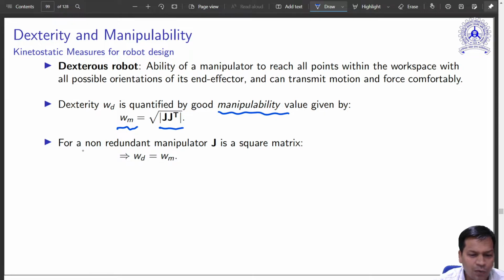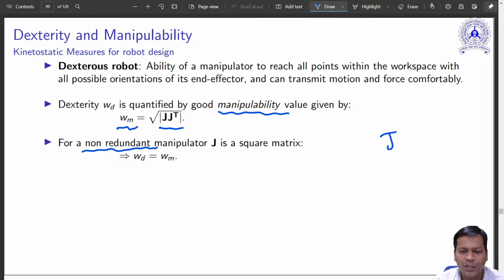Okay, now for redundant manipulators. Redundant means what? Let us say it is a 7-DOF robot, a robot with 7 degrees of freedom. In that case, J is not a square matrix, right? You saw that earlier. So it is a redundant robot.